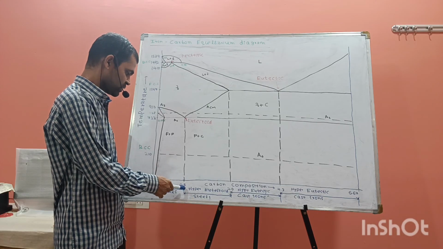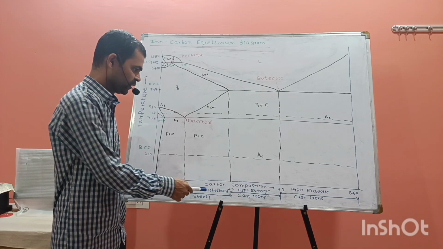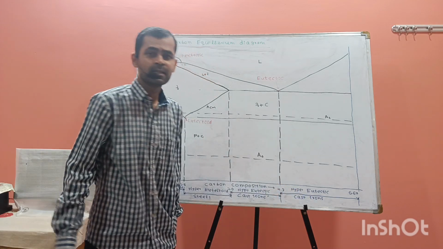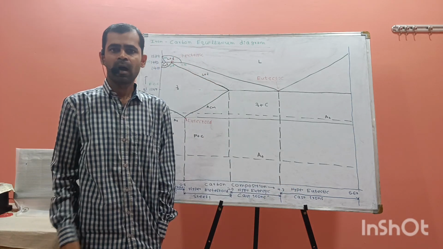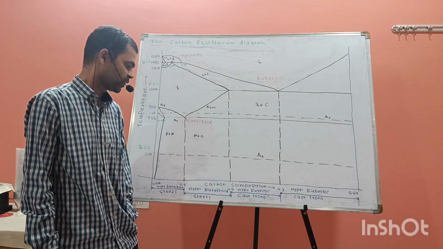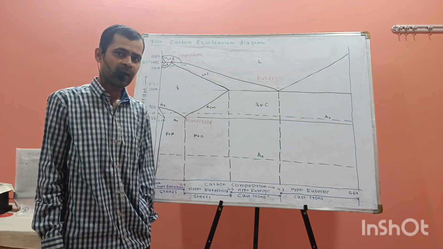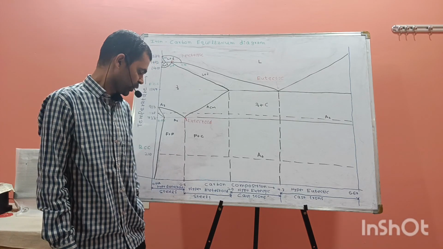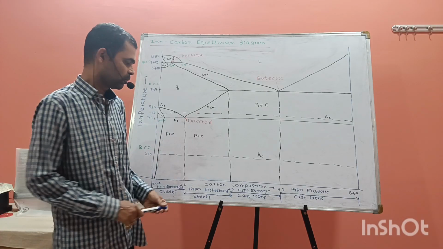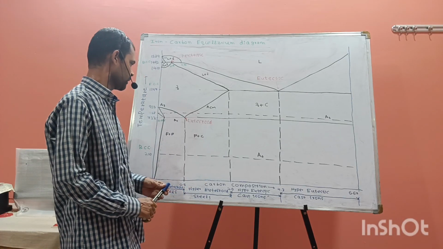So based on the composition, less than 0.8 or more than 0.8 and less than 4.3 or more than 4.3, steels and cast irons are divided into hypoeutectic, hypereutectic, hypoeutectoid and hypereutectoid. This is one important point in the diagram.